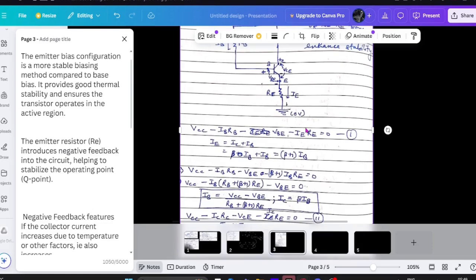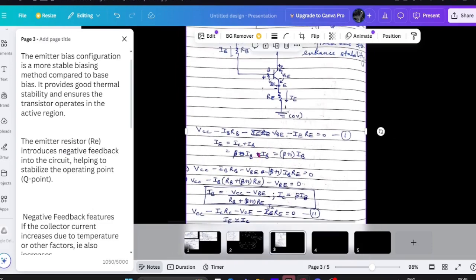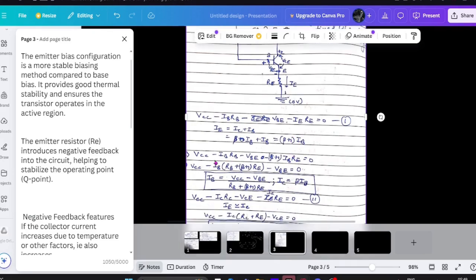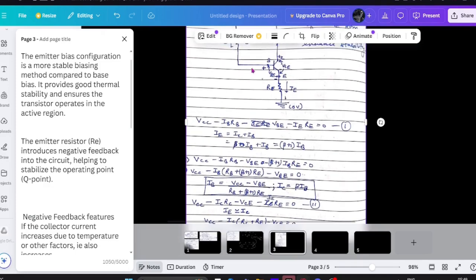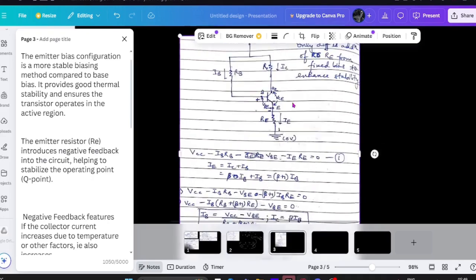Now, it is this very equation that has been replaced by this form of the equation that we have already derived. That is VCC minus IB RB minus VBE minus beta plus 1 IB RE. Now IE equals beta plus 1 IB. Hence, this has been wholly replaced by beta plus 1 IB RE. Why has the resistor been added onto this?